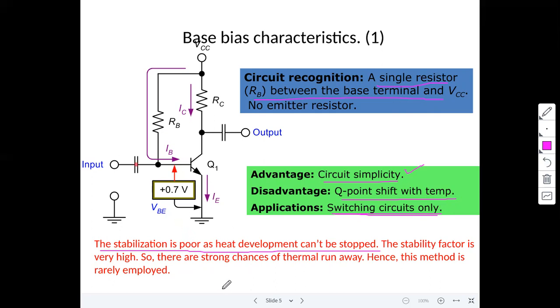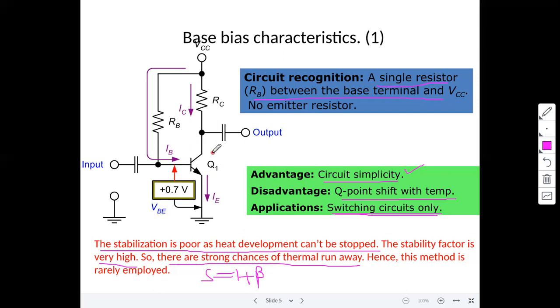Already we know the stability factor S is equal to 1 plus beta. A very high stability factor means stability is very poor. Stabilization is poor as the heat developed cannot be stopped. The stability factor is very high, so there are strong chances of thermal runaway. Once heat is developed across the output junctions, due to thermal runaway, after a few cycles the transistor itself gets damaged by heat.